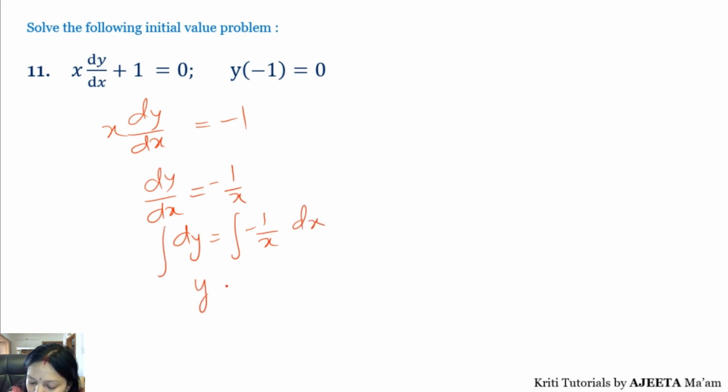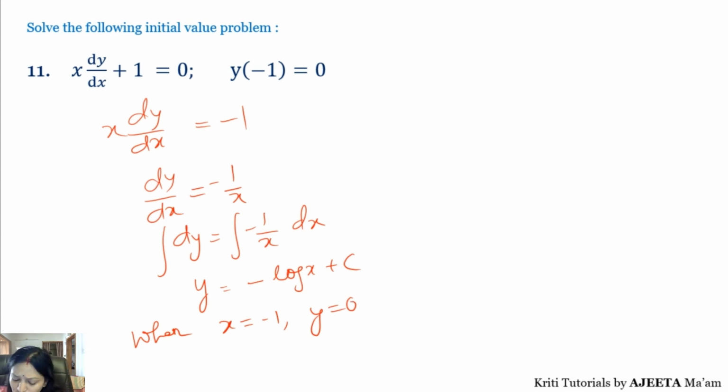Correct? So y will be what? Minus is out. The integration of 1/x is this. Now let's find it. Now this is your general solution. So when x is -1, y is 0. Correct? This is what we get. And we know log 1 is 0. Correct? So let's do it.